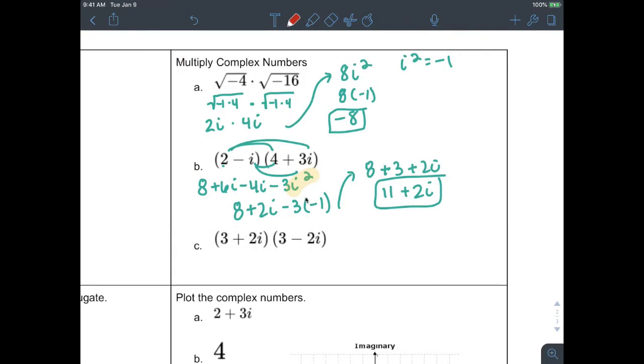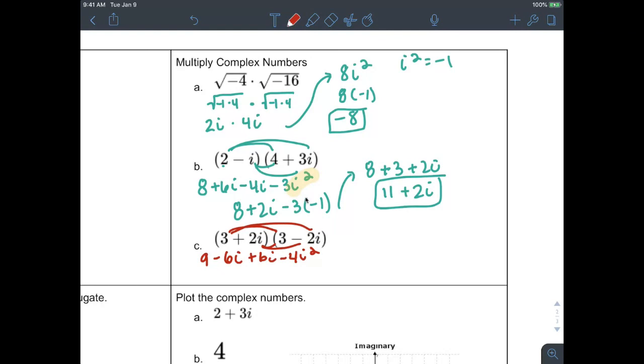All right, last one. I'm going to go ahead and multiply again. 3 times 3 is 9. 3 times negative 2i is negative 6i. 2i times 3 is positive 6i. And 2i times negative 2i is negative 4i squared.